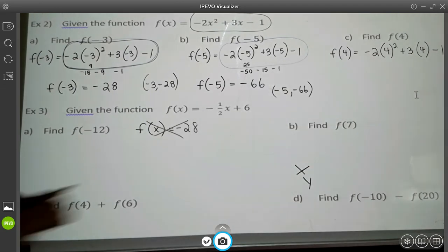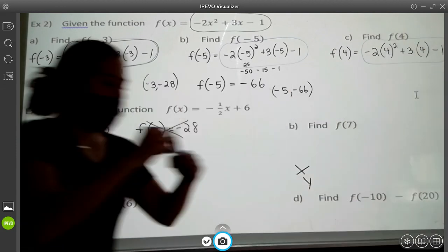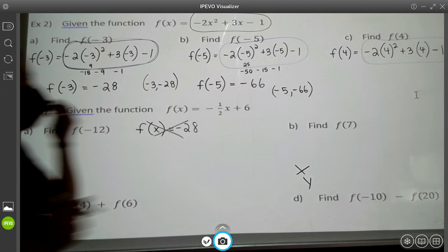All right, we're going to F. We're plugging in a 4, and this is what happened to that 4. And then you're going to PEMDAS it or let that beautiful calculator do its job.